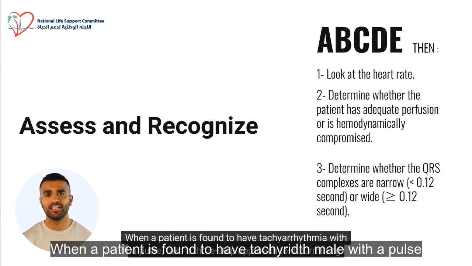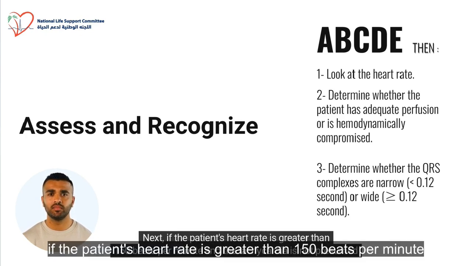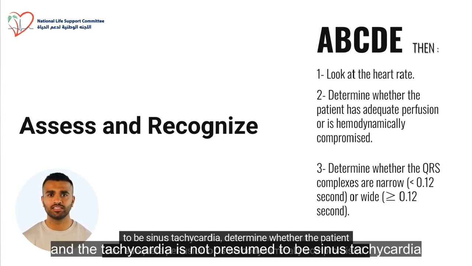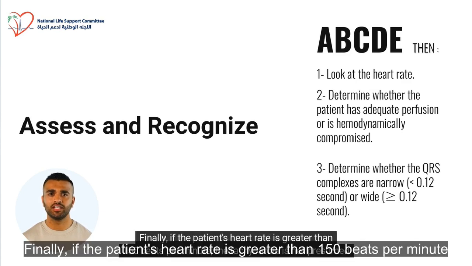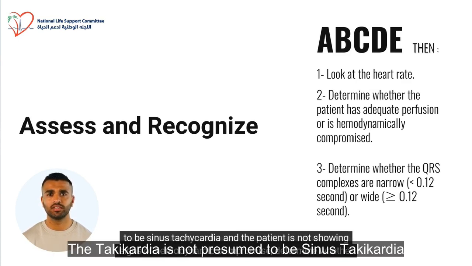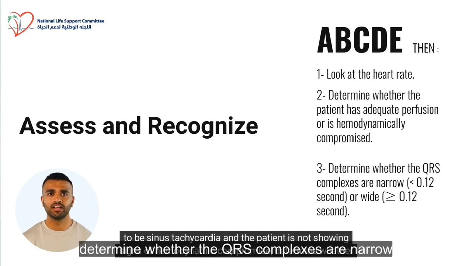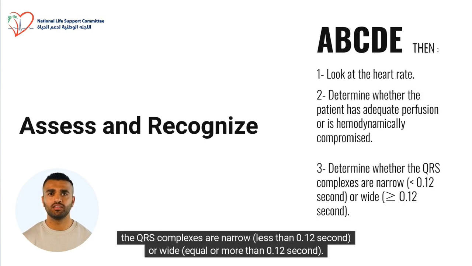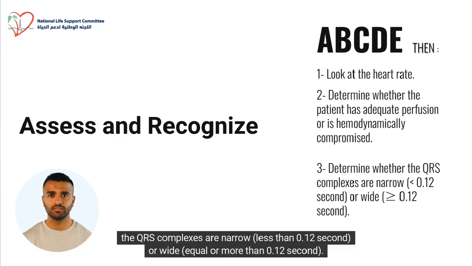When a patient is found to have tachyarrhythmia with a pulse, take a 3-step approach to determining appropriate care. Next, if the patient's heart rate is greater than 150 beats per minute and the tachycardia is not presumed to be sinus tachycardia, determine whether the patient has adequate perfusion or is hemodynamically compromised. Finally, if the patient's heart rate is greater than 150 beats per minute, the tachycardia is not presumed to be sinus tachycardia, and the patient is not showing signs of hemodynamic compromise, determine whether the QRS complexes are narrow, less than 0.12 second, or wide, equal or more than 0.12 second.